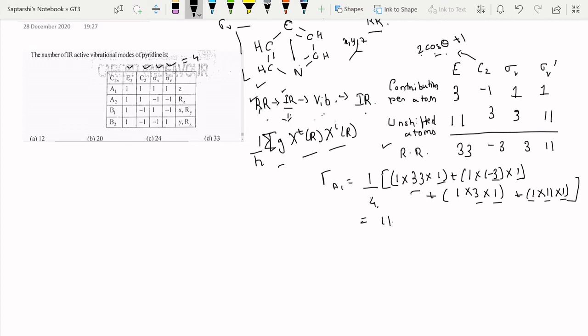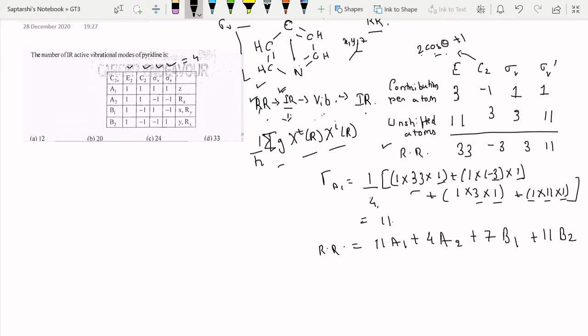Similarly, we'll do it for A2, B1 and B2, right? So you can watch the previous video if you don't know how to do it. And the components of the reducible representation which we'll get finally is 11A1 plus 4A2 plus 7B1 plus 11B2. So our second part is also done.